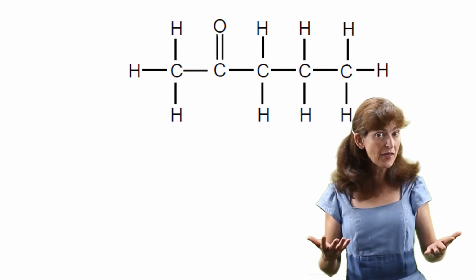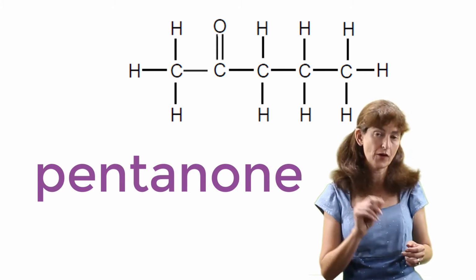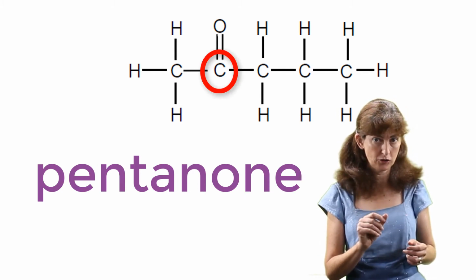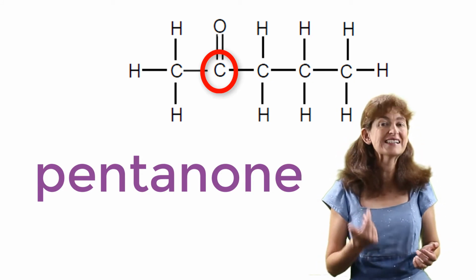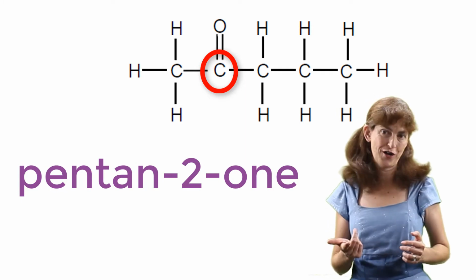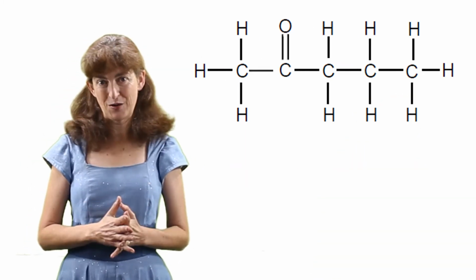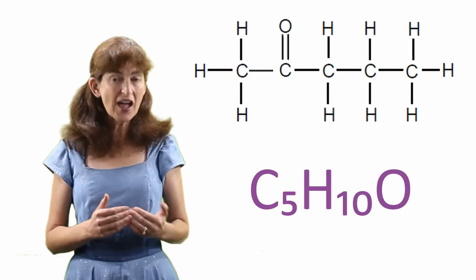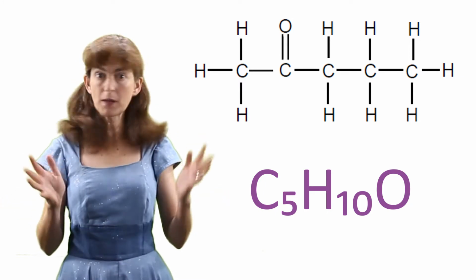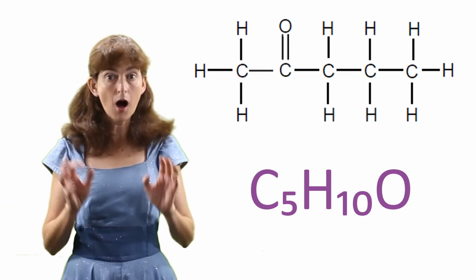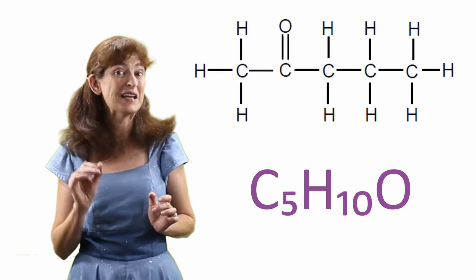How many carbons are there? 5. But we also have to mention the number of the carbon where we have that functional group. We see that the functional group is on carbon 2, so it's pentan-2-one. The molecular formula of pentan-2-one is C5H10O. So all the isomers, whether they be positional or functional, of pentan-2-one have to have the same molecular formula.